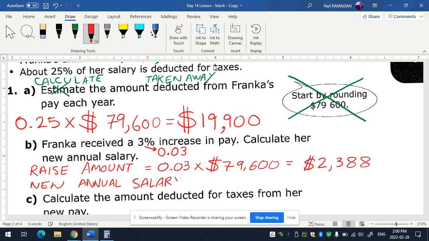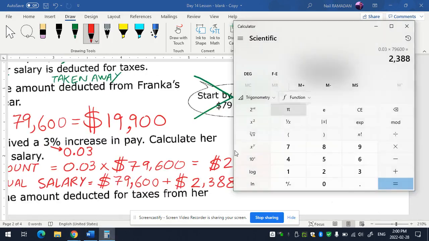Salary equals the old amount, which is 79,600, plus the extra 2,388. Well, let's see how much that is. So I'm going to add that to the old amount. So just 2,388 plus 79,600. Well, guess what? Now she made it to what?